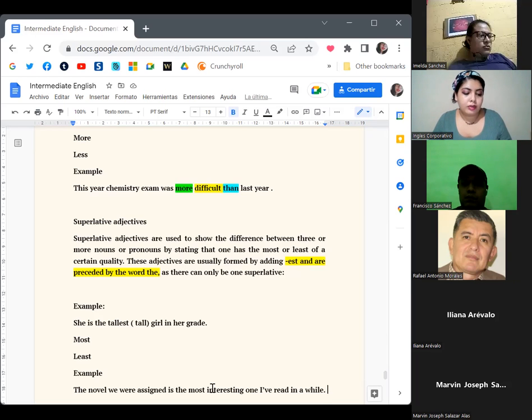The vocabulary that we are going to use to talk about the houses. We have different kinds of adjectives.